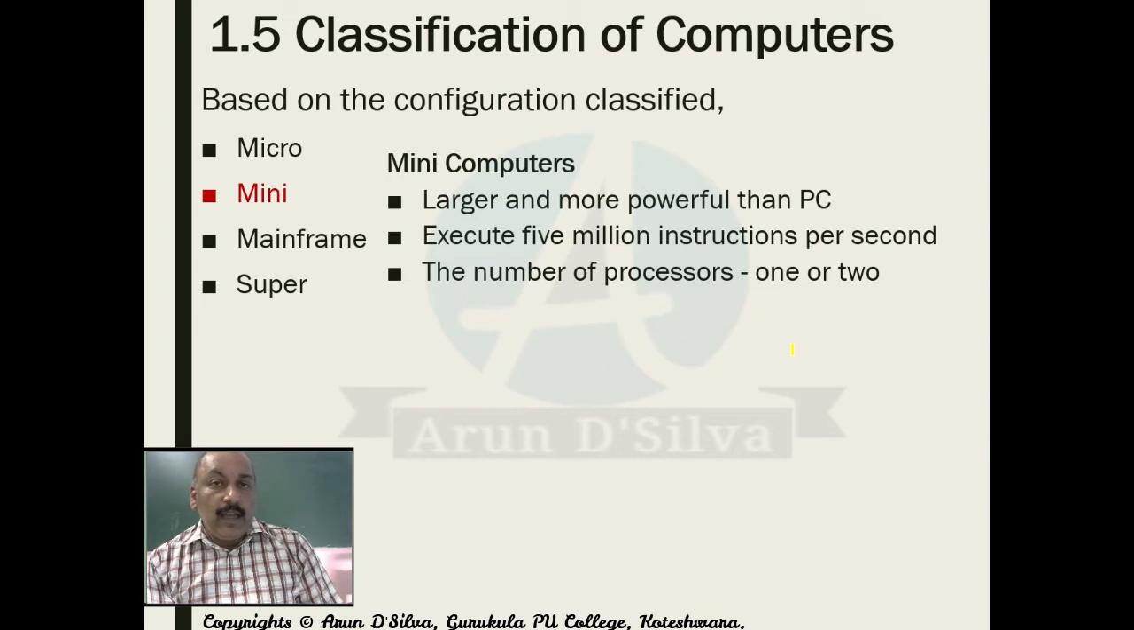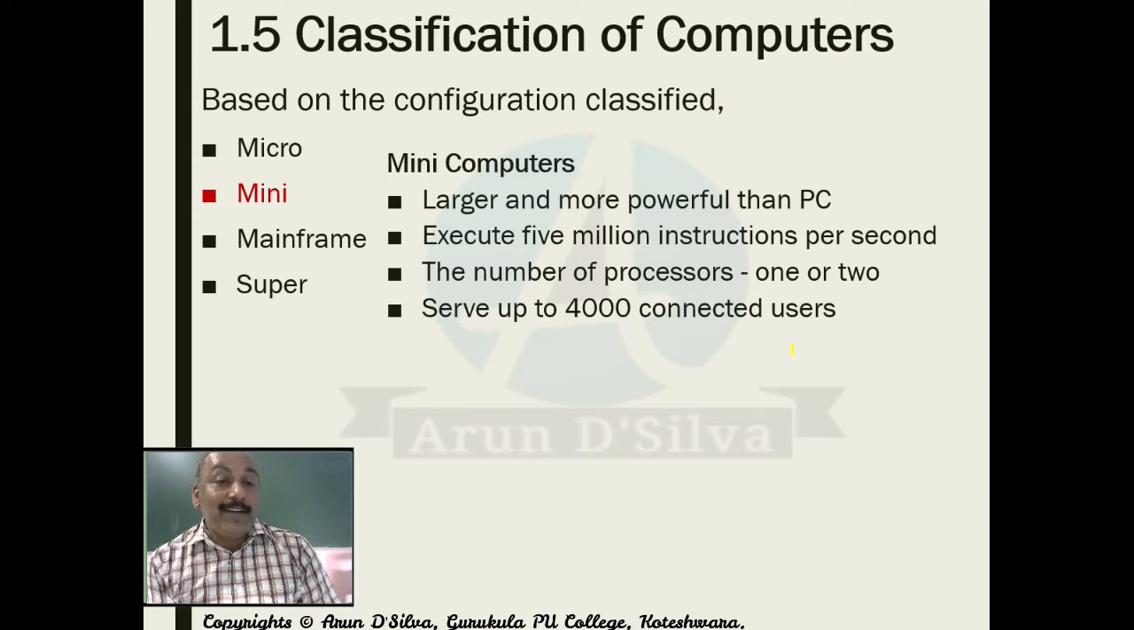Similarly, how your microcomputer has a processor, in a similar way, but these are much faster than microcomputers, and that is the reason it handles many users at a time. Okay, serve up to 4,000 connected users. So this one mini computer can handle 4,000 users. So normally in the industry, this type of computer will be there.